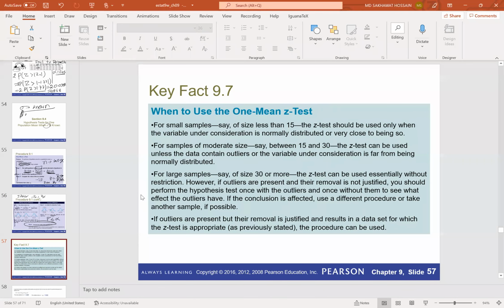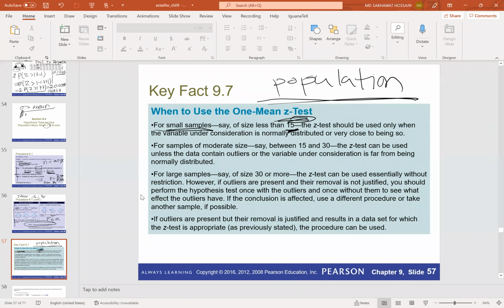Okay, so now we'll discuss when to use the one mean z-test. When do we use the one mean z-test? If we have a small sample size, this is similar to the confidence interval. For a small sample size, say sample size less than 15, the z-test should be used only when the variable under consideration is normally distributed or very close to being so. That means only when we know that the population is normally distributed or very close to normal.